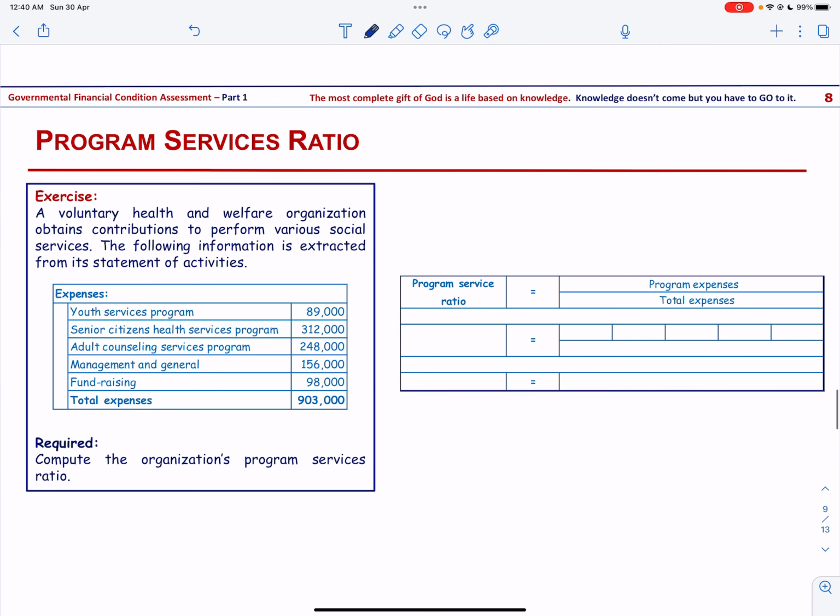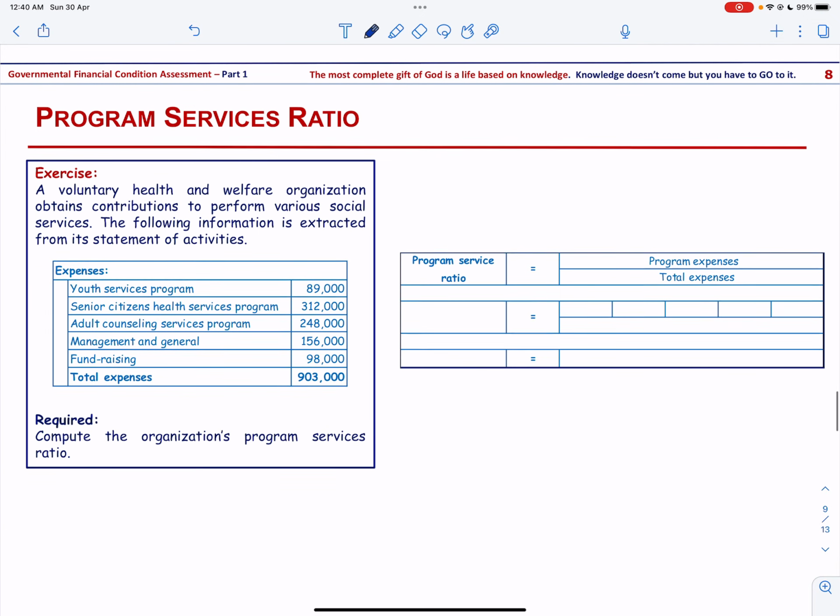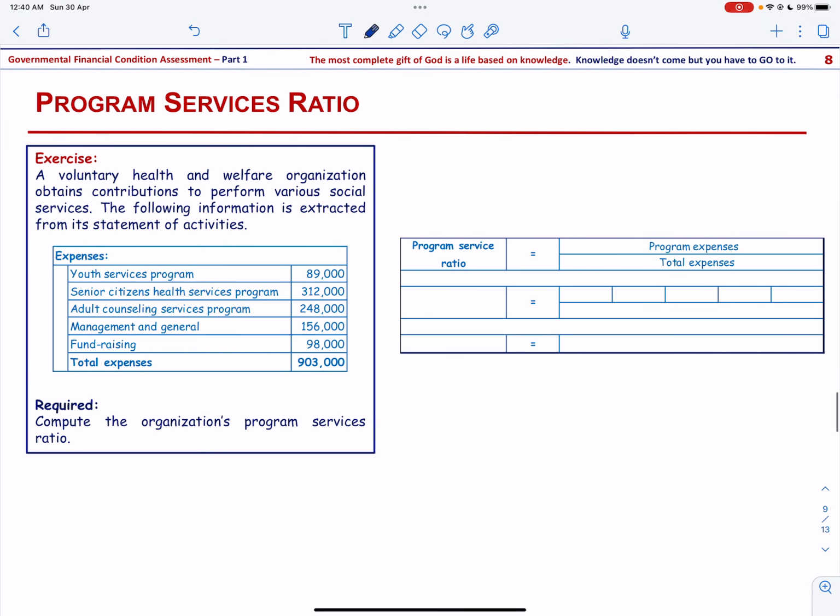Next, let us solve an exercise on program service ratio. A voluntary health and welfare organization obtains contributions to perform various social services. The following information is extracted from its statement of activities. So we have youth service program, senior citizen program, adult counseling program. So we have 3 programs, and then they have management and general fundraising. So the total expenses are 903. Compute the organization's program services ratio.